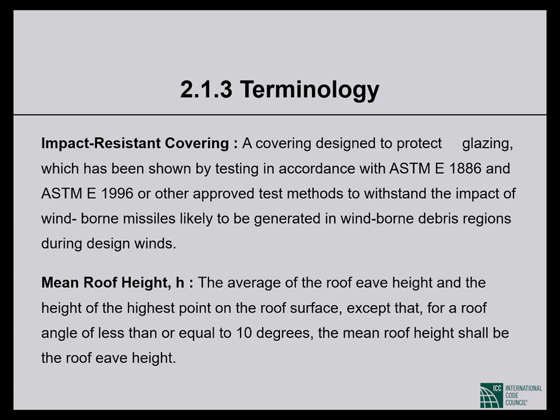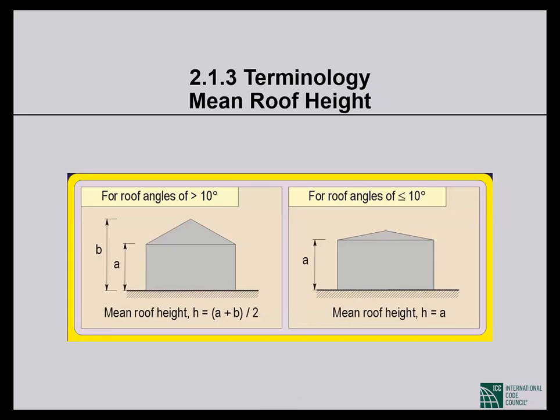Mean roof height H: the average of the roof eave height and the height of the highest point on the roof surface, except that for a roof angle of less than or equal to 10 degrees, the mean roof height shall be the roof eave height. This is important. Typically, mean roof height will be the height to the point halfway between the eave and the ridge, so it will be A plus B divided by 2. But if the roof angle is less than 10 degrees, then the eave height becomes the roof height.